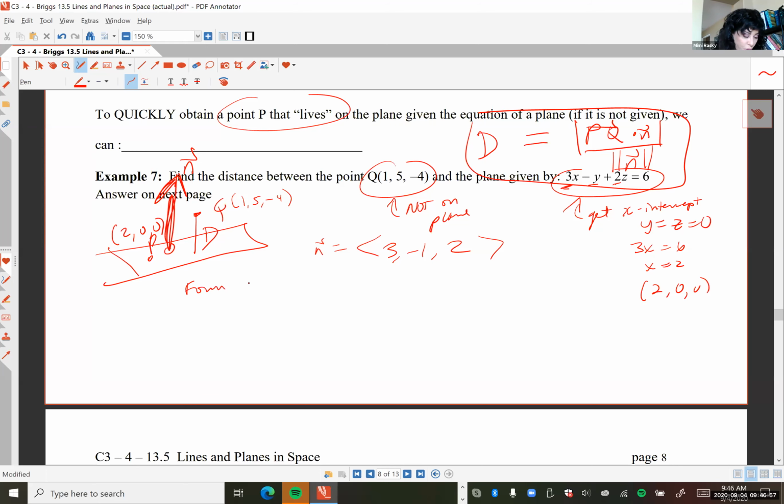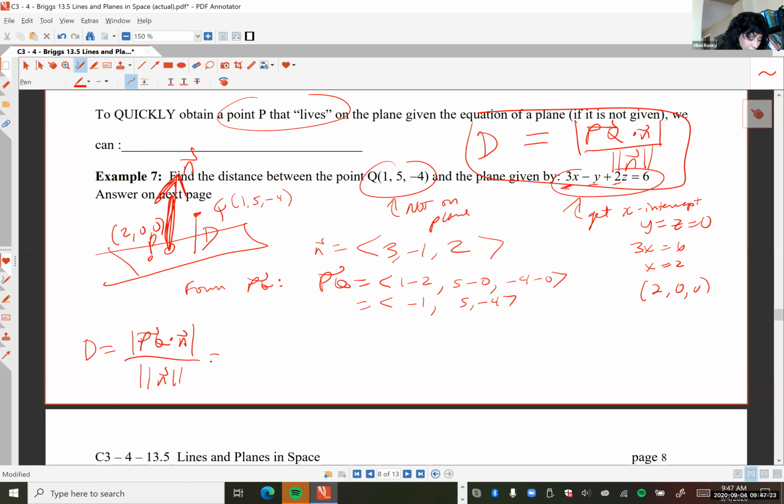So next you're going to form the vector PQ. If you use terminal minus initial and all that good stuff, you're going to get 1 minus 2, 5 minus 0, negative 4 minus 0, and you'll get this vector, (-1, 5, -4). Beautiful. You've got your n, so using this formula, I'm just going to write it down again to remind you.